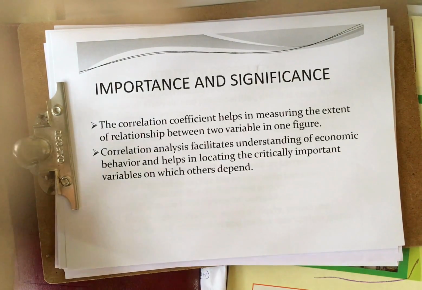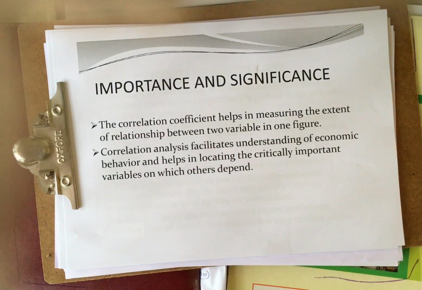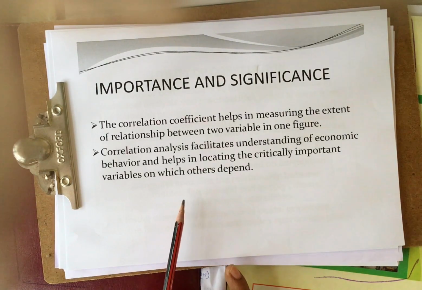Now, before going to different types of correlation, first, what is the significance, what is the advantage, what is the importance of correlation? Generally, the correlation coefficient helps you measure the extent of relation, how much relation there is between the two variables. In one figure, the relation of the two variables can be shown. That's why it has very high significance. Next, correlation analysis facilitates understanding of economic behavior and helps in locating the critically important variables on which others are dependent.